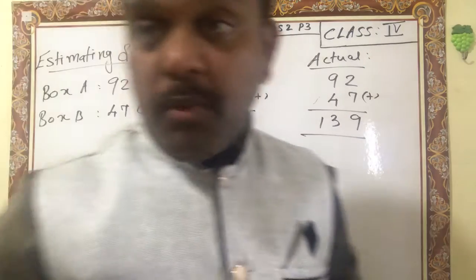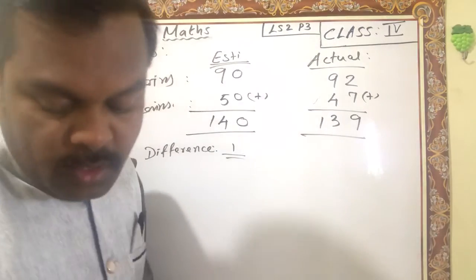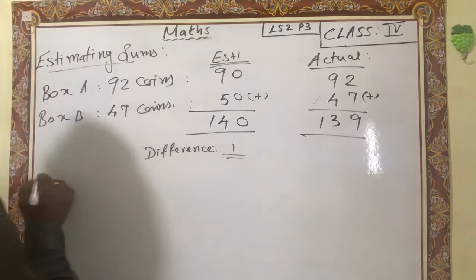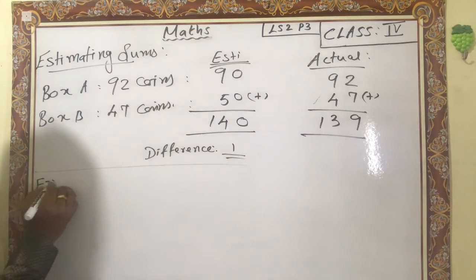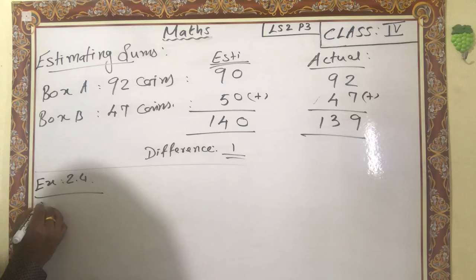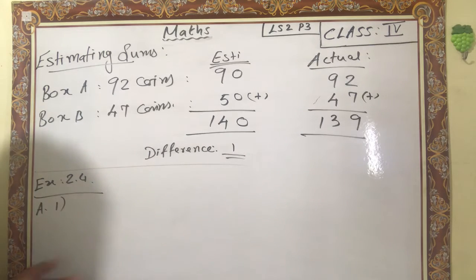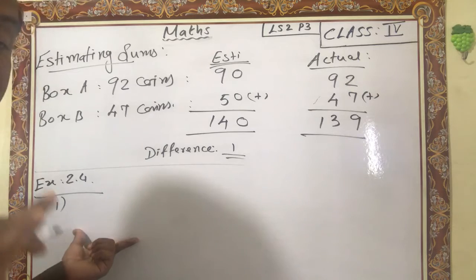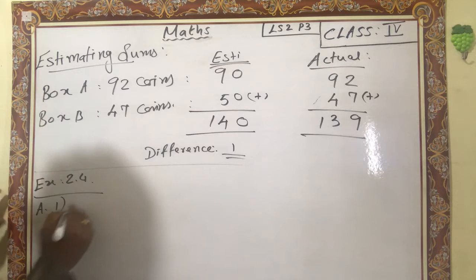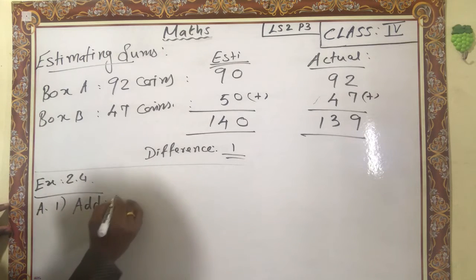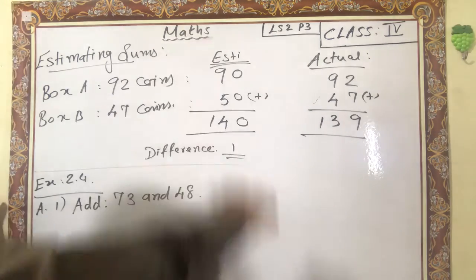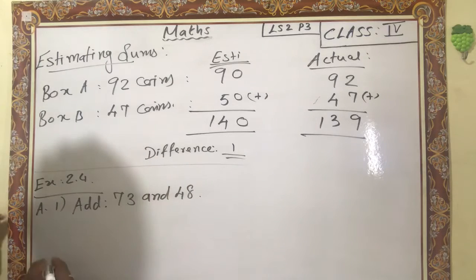Next one, from your book, exercise 2.4, first one. Estimate such sums to the nearest 10. Compare with the actual sums. Exercise 2.4, A1. You have to estimate the sum with the nearest 10 and compare with the actual addition. 73 and 48. Add 73 and 48 to the nearest 10.